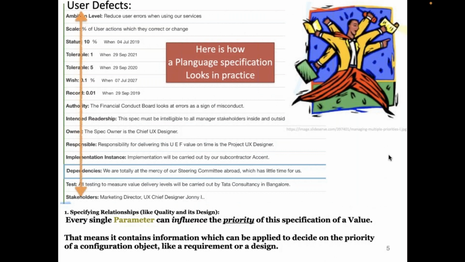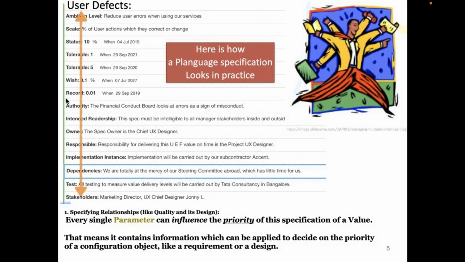Here is an example of a Planguage specification, in this case something about user defects, and here's the core specification, the quantification idea called the scale, and then various levels of this user defects. But then we get things like authority, intended readership, owner, responsible, and implementation dependencies. And clearly these are relationships to that particular user defects idea.